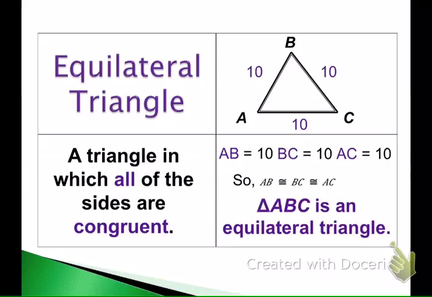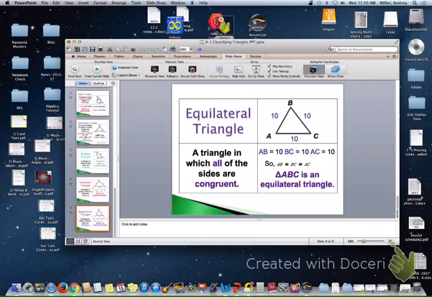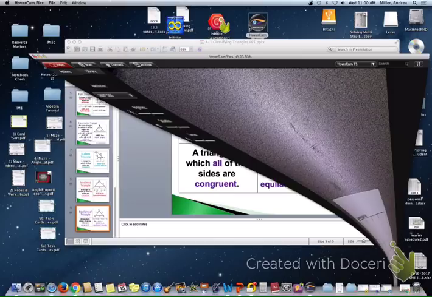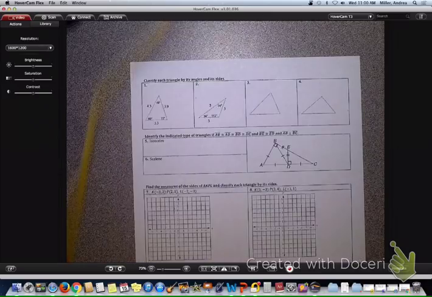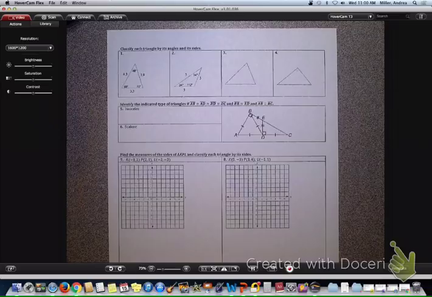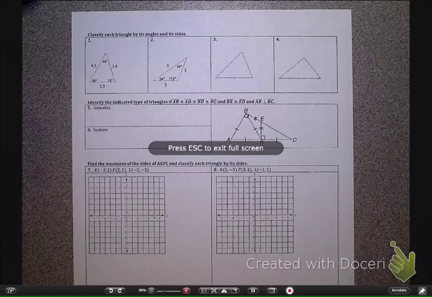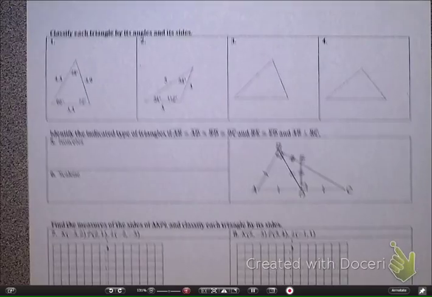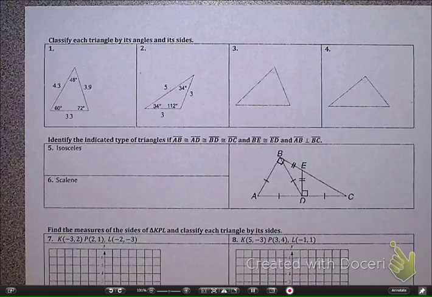I'm going to give you guys a moment to write that stuff down. Then we'll take a look at some examples that are similar to the homework that you're going to do tonight. What I'd like you guys to do is, on the next page of notes, you should be on the side that looks like this. Do you guys see that side? Let's take a look at some of those example problems together. So let's take a look at problem number 1.